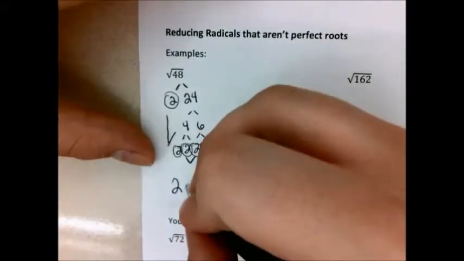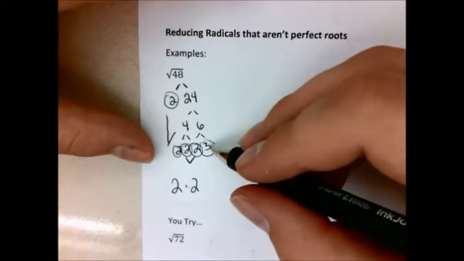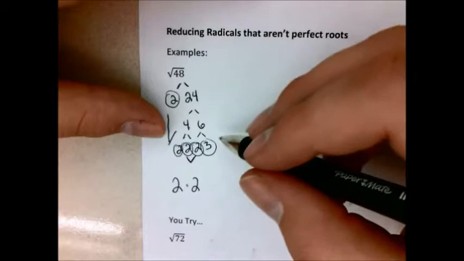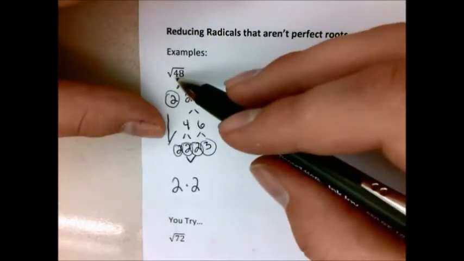Then you have these 2s, which come out as a single 2. But we have this 3 here. This 3 doesn't have a partner. Alright, it's like going to prom. You don't want to go alone. So the 3 is going to go back to its house, which is under the radical.